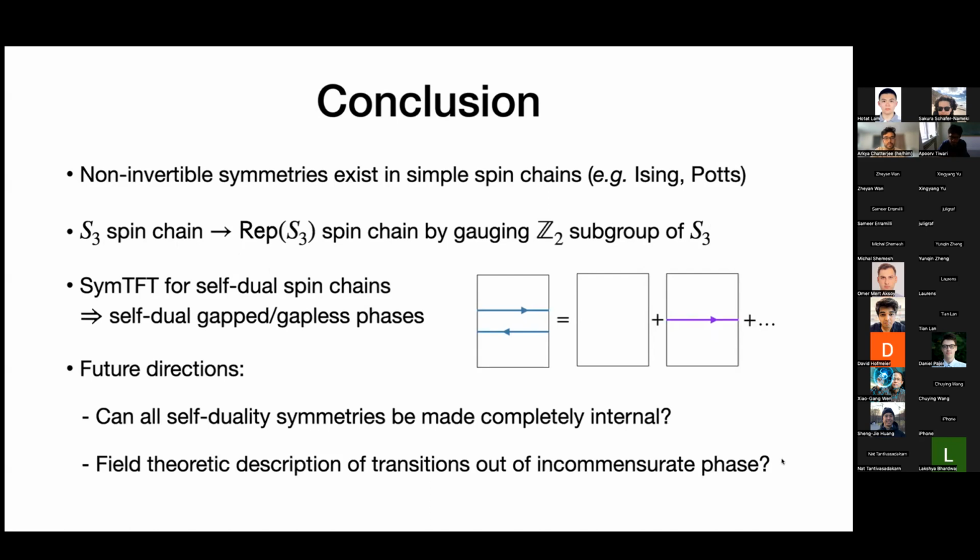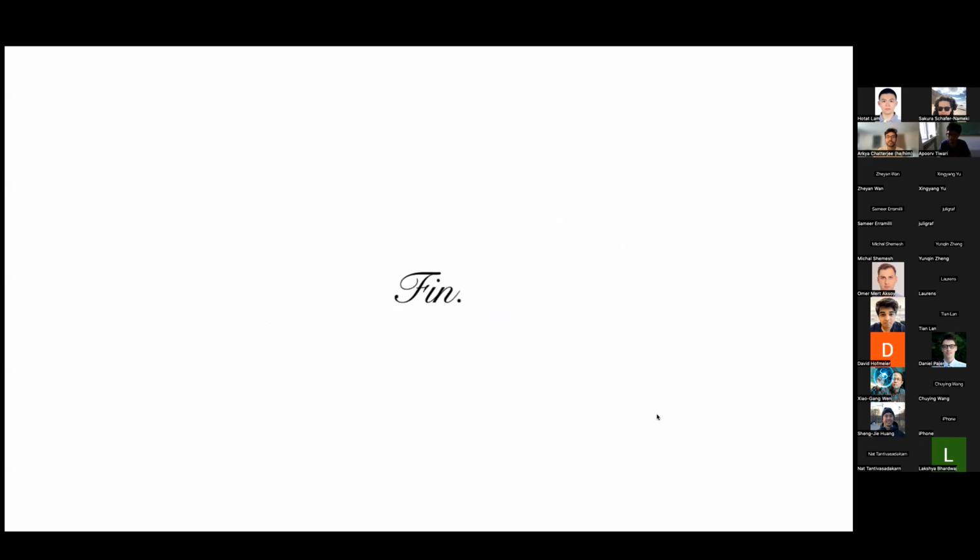Here are a couple of future directions. One thing that I'm particularly curious about is whether this kind of Kramers-Wannier type duality defect symmetry can be made completely internal, meaning if you don't want them to involve lattice translation in the UV models, can that be achieved within a spin chain type setting? Or is there some kind of deeper obstruction? And with that, I'd like to conclude my talk. Thank you for your attention.